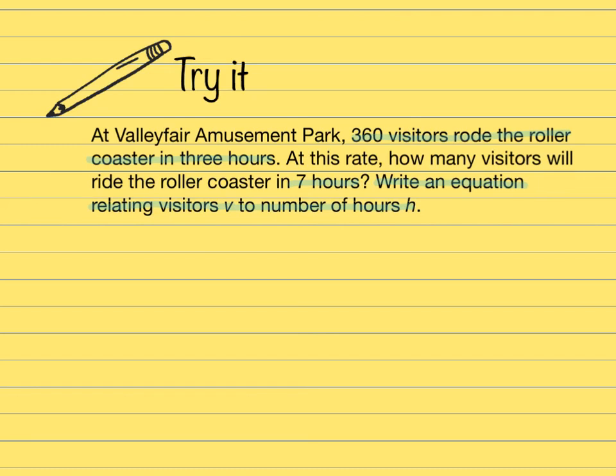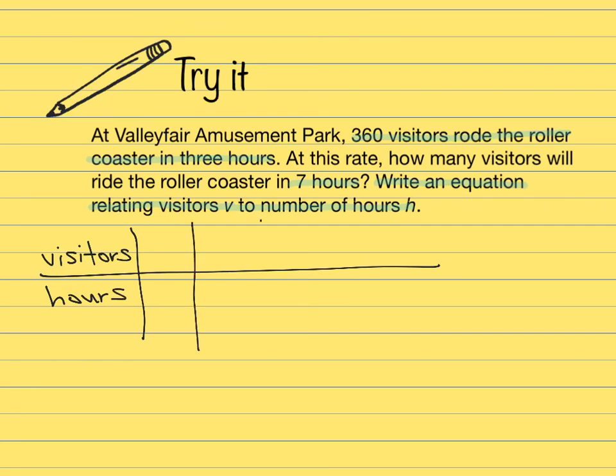The first thing that we want to do is set up a ratio table. And we're showing that we are comparing visitors to hours. Next, we can fill in the numbers that we know. 360 visitors ride that roller coaster in 3 hours. Now that information can be written as a fraction.